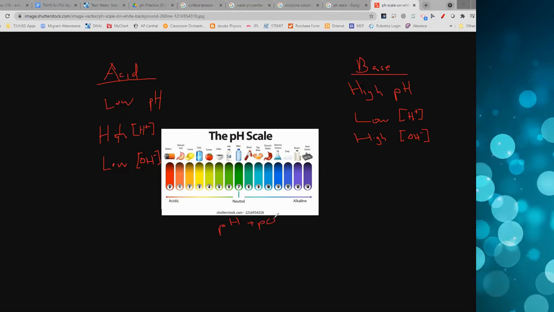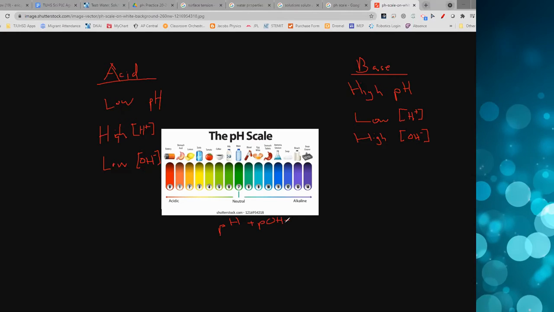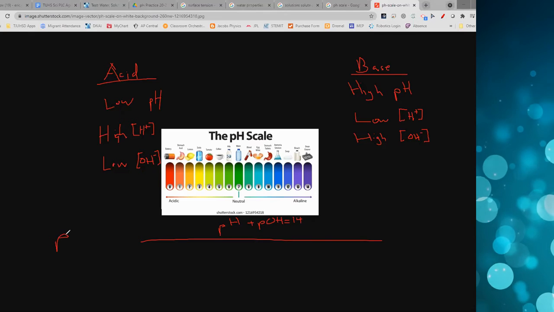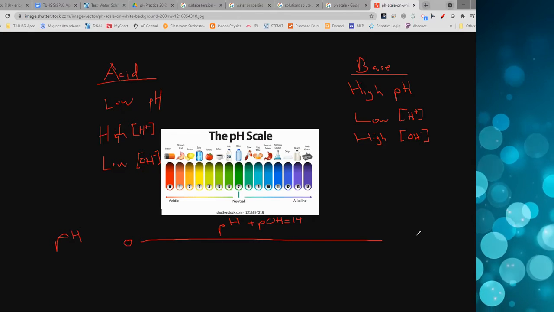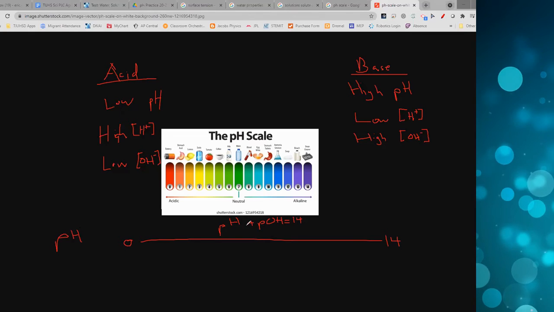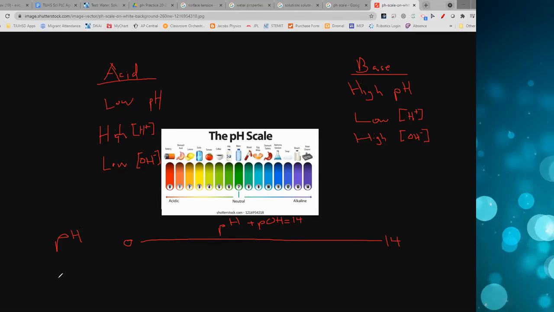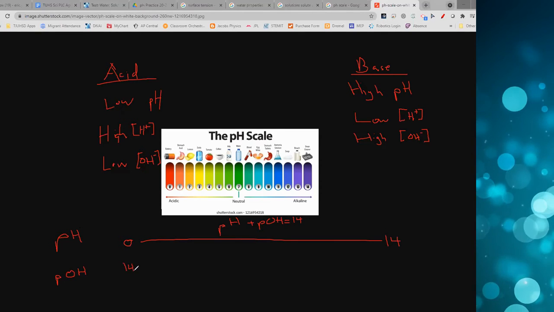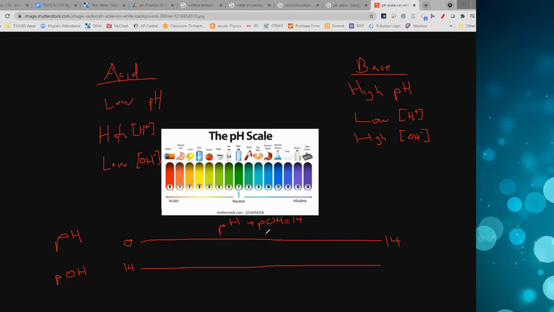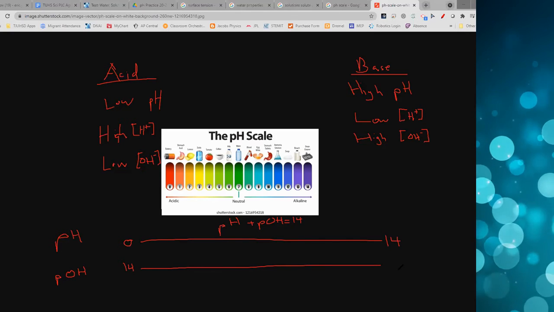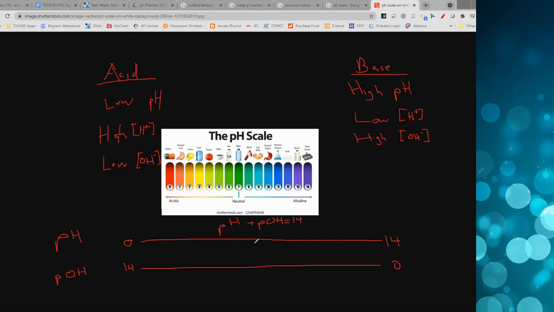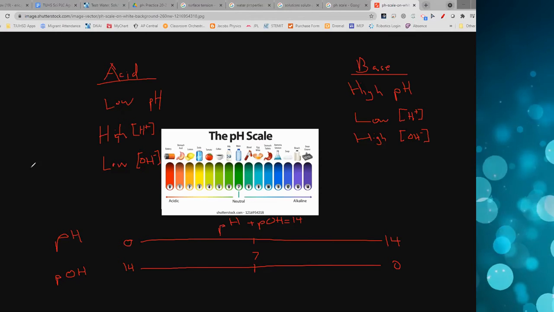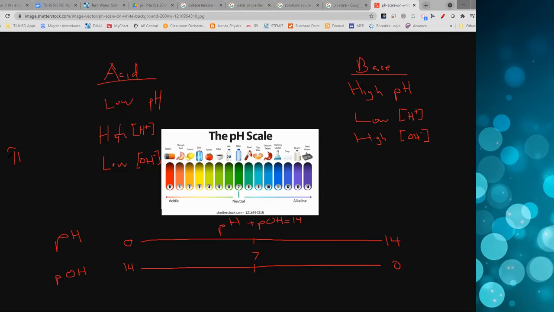Well, one of the equations we looked at was pH plus pOH equals 14. So on our pH scale, which ranges from 0 to 14, according to this equation, a pH of 0 would correspond to a pOH of 14. And then a pH of 14 would correspond to a pOH of 0, with our neutral 7 being right in the middle.